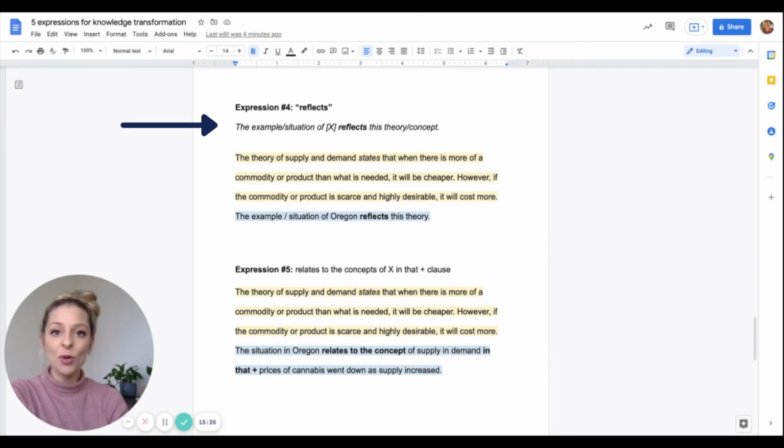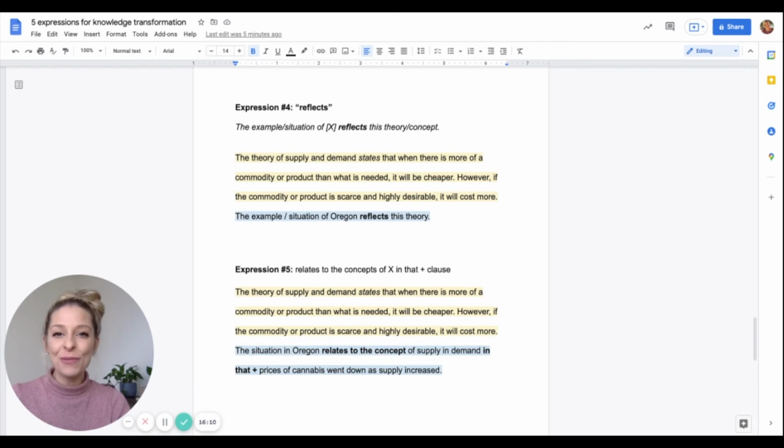Then moving on to expression 4, we have the word reflects. And in our example, we say, the example or situation of Oregon reflects this theory. And number 5 is fairly complex, but it says, relates to the concepts of X in that, and then a clause. So in our example, we say, the situation in Oregon relates to the concept of supply and demand in that prices of cannabis went down as supply increased.